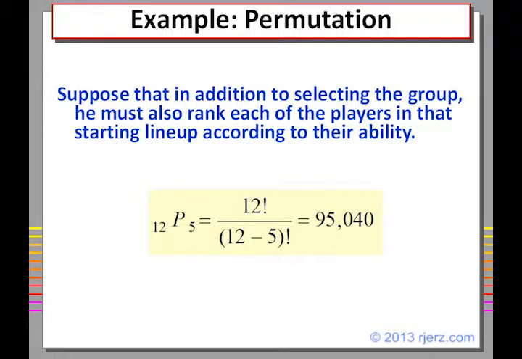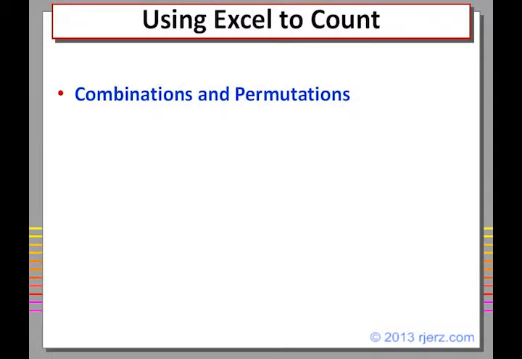Wow, these calculations can become a bit difficult. This is why we are going to use Microsoft Excel to count, or in other words, to calculate combinations and permutations. I can't wait.